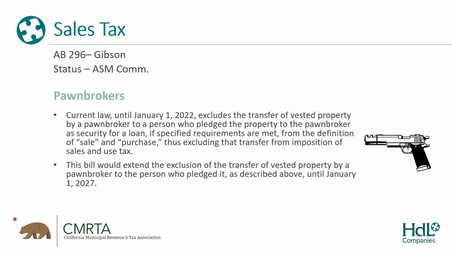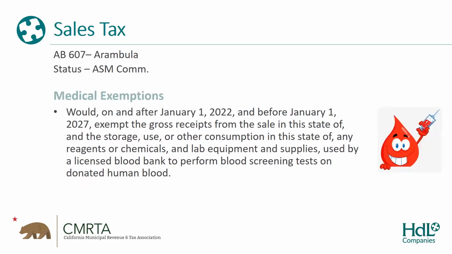If this law doesn't pass, then starting January 1, the sunset would start charging sales tax on that payback of the loan, as they would if you had bought it back. So this bill is probably going to pass. It's just a sunset bill. We've seen most of the sunset bills continue on for another 5 years. So just FYI for those of you that have pawnbrokers in your agency.